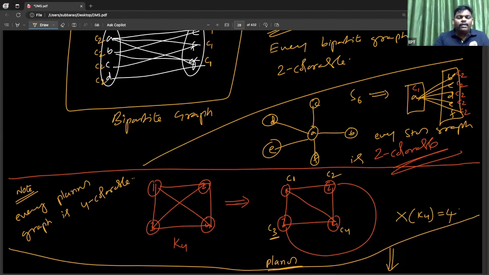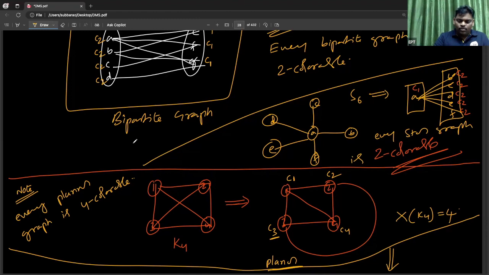Someone is saying the chromatic number of a bipartite graph is 1. It depends upon what graph. I cannot say every bipartite graph has chromatic number 1, not until you show it. But I can say every bipartite graph is 2 colorable, because some bipartite graphs are 1 colorable also.